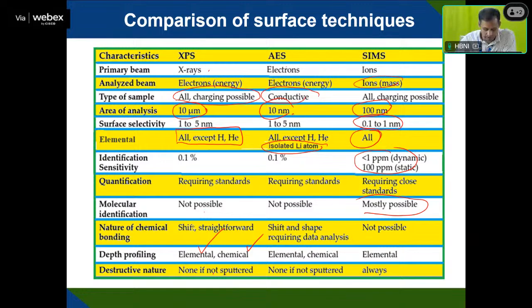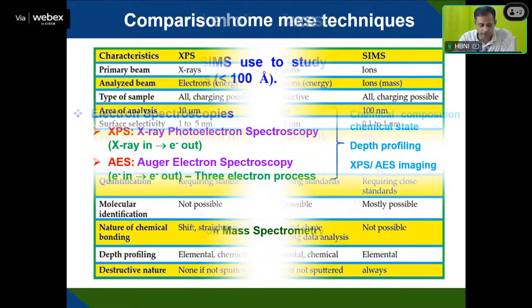XPS and AES can be non-destructive if you are not sputtering, and there is no sputtering. That means XPS and AES can be both destructive and non-destructive techniques. But in SIMS, ion beam bombardment is always there, so it is always a destructive technique.